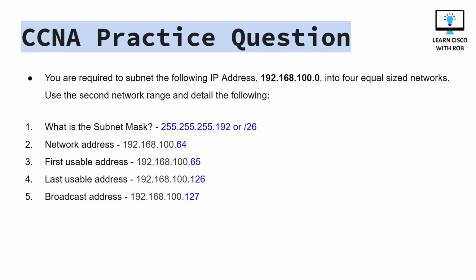255.192. Our network address is going to start at .64 because that, remember, that's the very first address of our second range. Our first available IP address is going to be one up from our network address, which is .65. Our last usable address is going to be one lower than the broadcast, and the broadcast being 127.